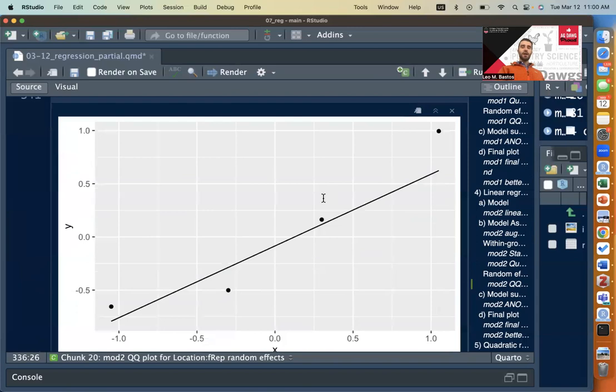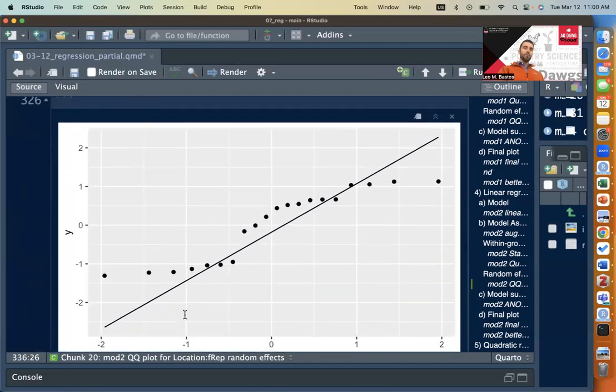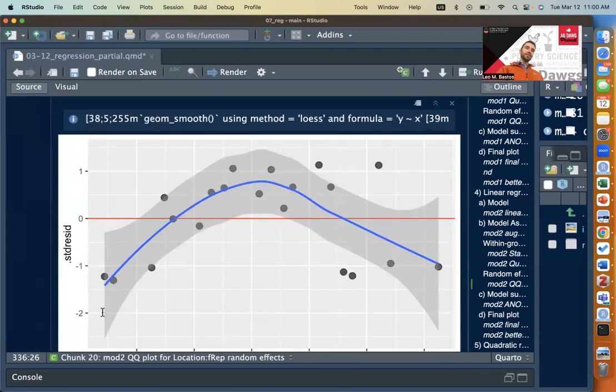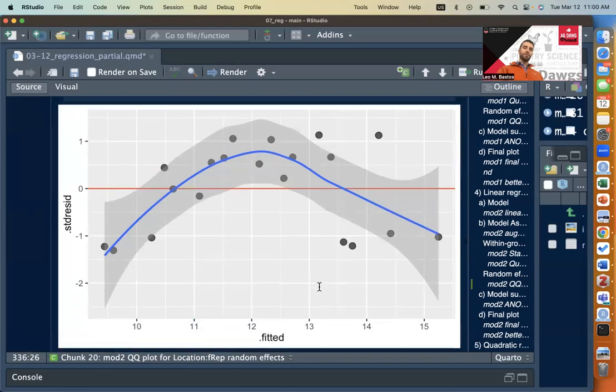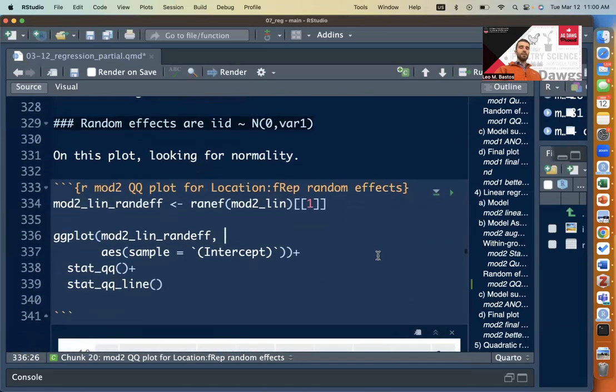So really, on this model, the fact that our QQ plot of the residuals is looking off on the tails, and also because I see this clear pattern on our fitted by standardized residual, this is telling me this model is not the best for this data.